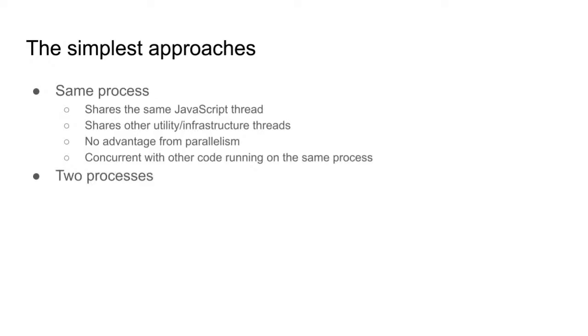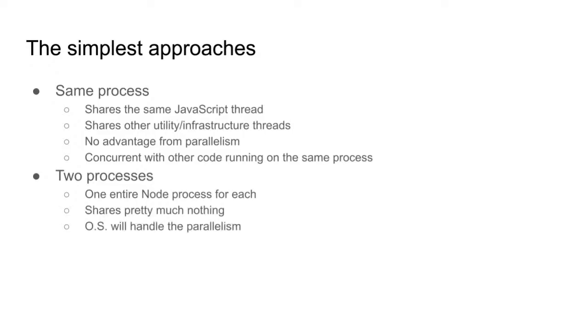But if we have two processes, we will have one entire Node process for each, and it will share pretty much nothing. But the operating system will handle how parallel it will be. That is because the orchestration will be part of the OS routine. It will allocate which process will run when.